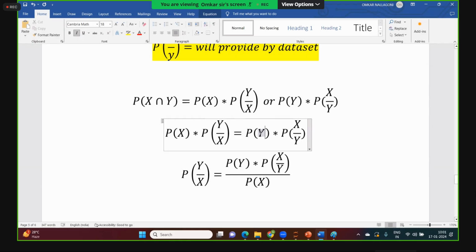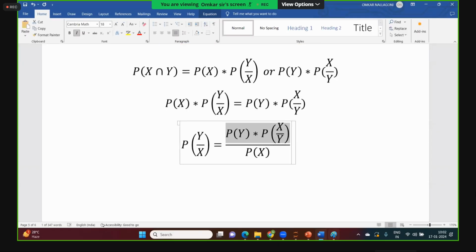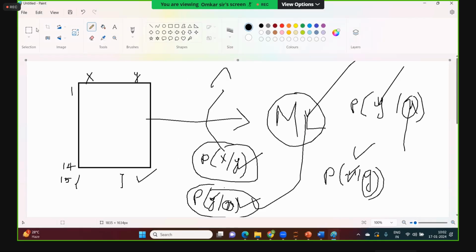P of Y into P of X by Y, we will... Here, what do you want to write? P of X into P of Y by X. From there only you get it; again, you want to go back? We are getting it from here only, like this.